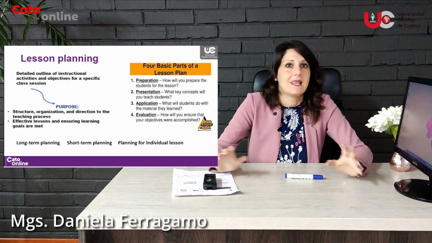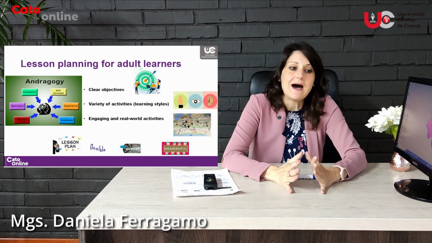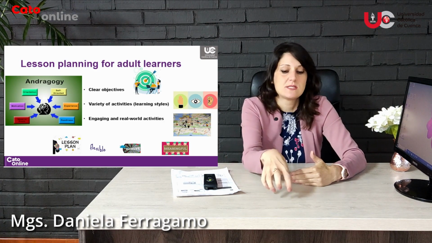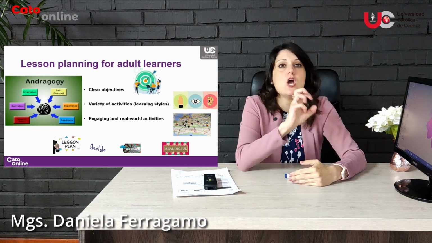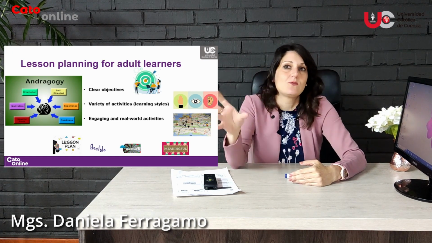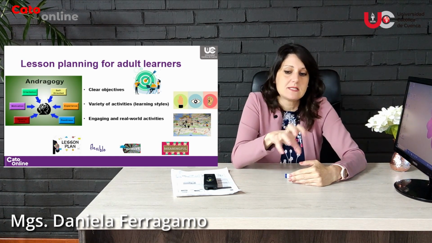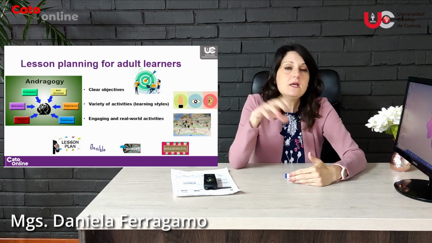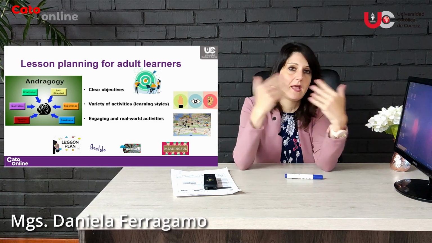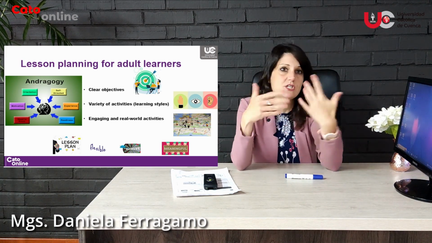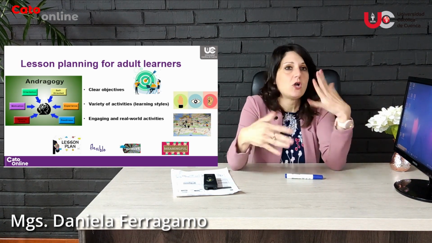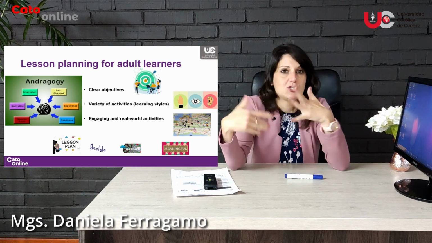Okay, so now lesson planning is always the same, but when we plan for children, for adolescents, or for adult learners, obviously we have to consider what are the characteristics of each of these specific ages. Okay, so we said that with adult learners, what we have to focus on is a specific theory that is called andragogy. So andragogy is different from pedagogy, that on the other hand is the theory of teaching children and young adolescents, while andragogy, you already know the etymology of the word, means to teach adults.